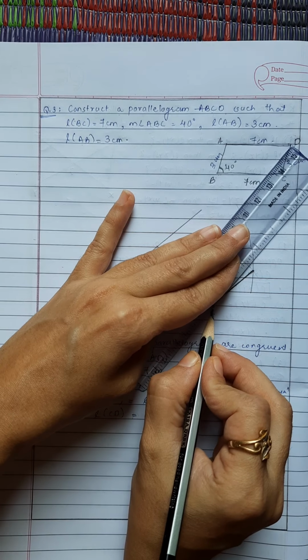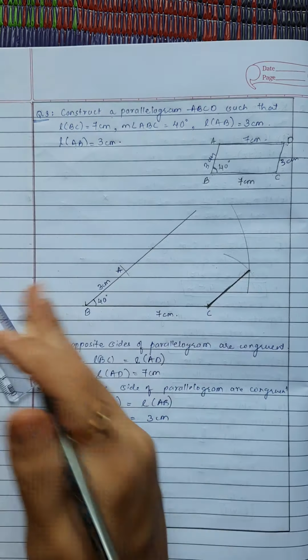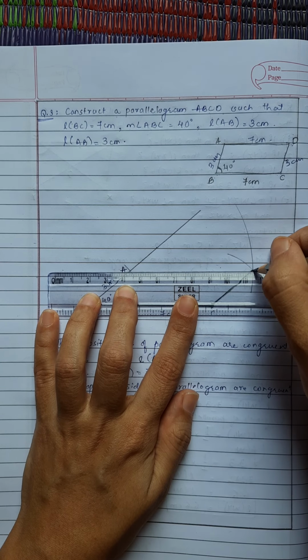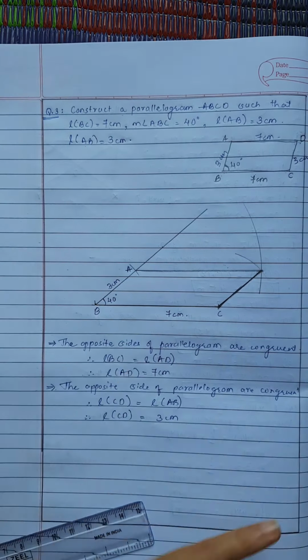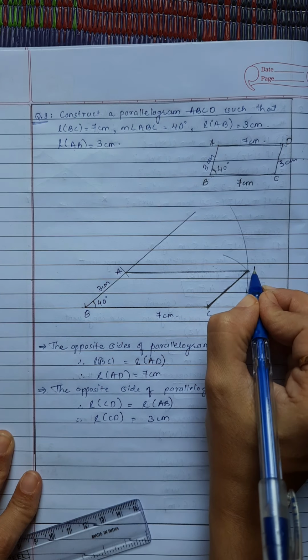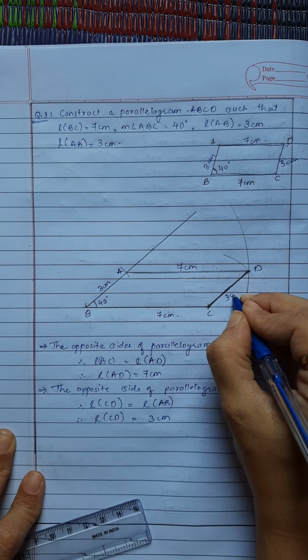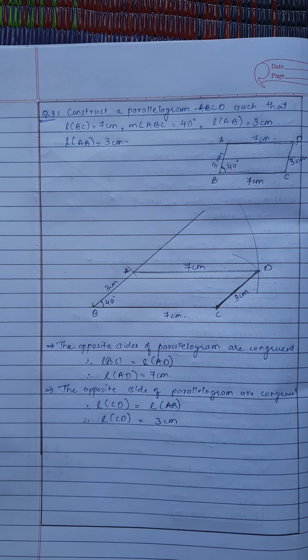And now join A and vertex D that we have got. Now name it as vertex D. Now this will be 7 centimeters, this will be 3 centimeters. Okay, that's it about question 3 solution.